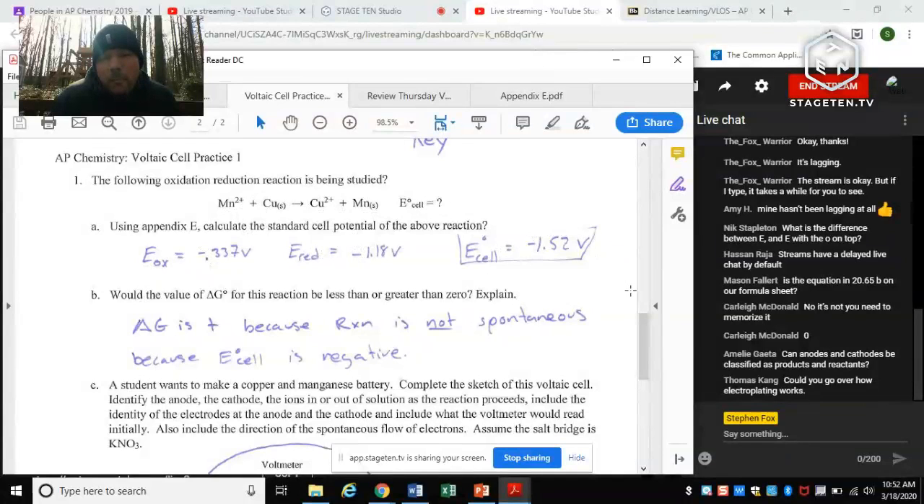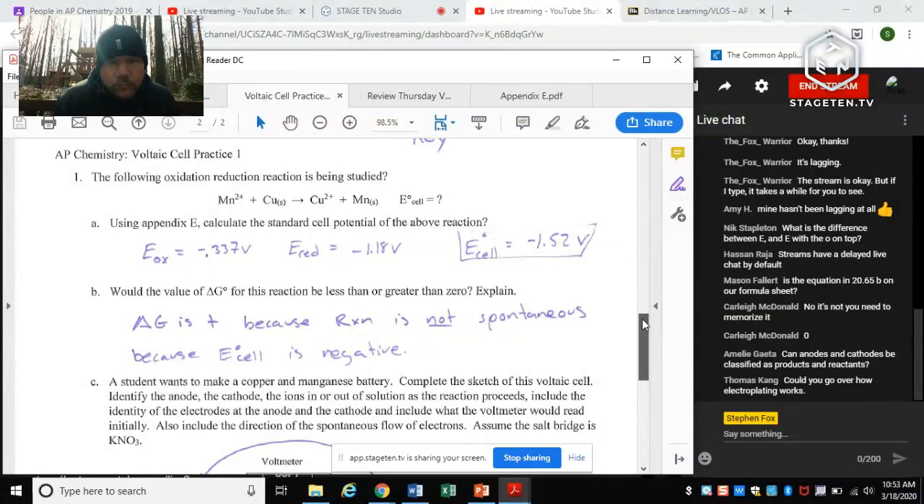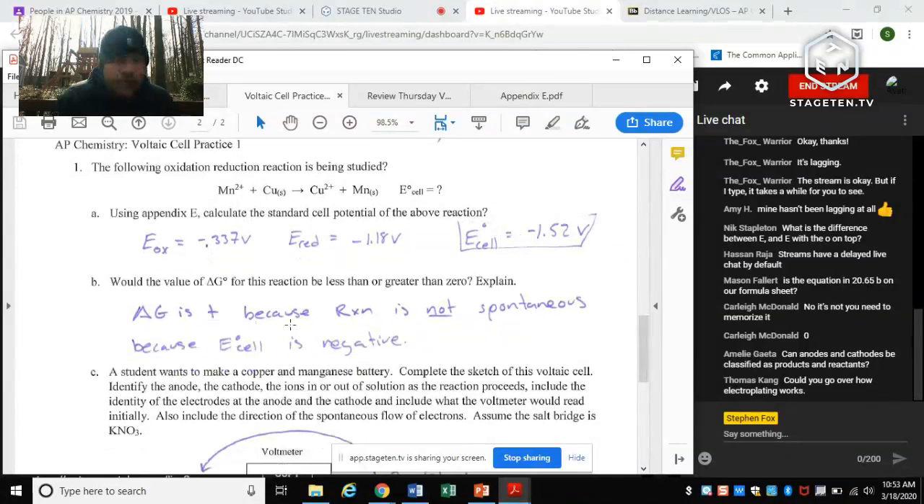Okay, but what does that mean about the reverse reaction? The forward reaction has a negative 1.52 volts. The reverse reaction has a positive 1.52 volts, okay? So delta G would be positive because the reaction is not spontaneous, right? We know it's not spontaneous because cell potential is negative. And if we wanted to, we could plug it into that equation. We could say delta G equals negative nFE cell, right? We could plug that in there and solve for delta G, and it would come out to be positive. And what would n be for this reaction? What would be the moles of electrons being transferred?